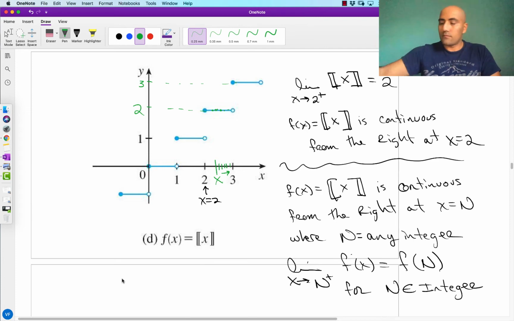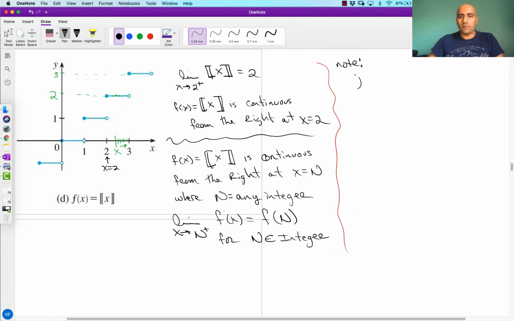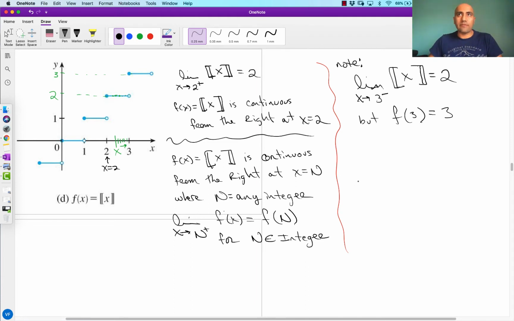So we're going to have a discontinuity from the left-hand side. So note, the limit as x approaches 3 from the left-hand side of the greatest integer function is still equal to 2, but f of 3 equals 3. So the limit as x approaches 3 from the left-hand side equals 2, but the value of the function at 3 equals 3, they don't match. So the function is going to be discontinuous from the left-hand side.